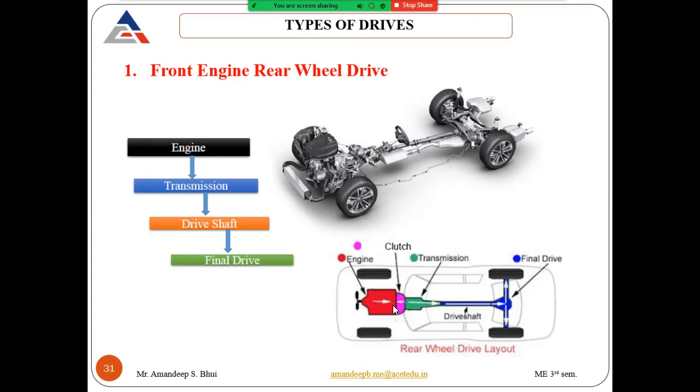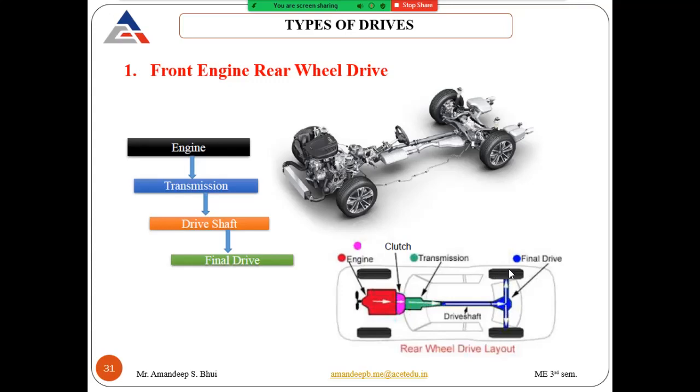So in the bottom diagram, you can see the engine. This red one is the engine. This pink is your clutch. This is your transmission. Then the drive shaft is there. Drive shaft is connected to a differential at the back, and from the differential, the torque is transmitted to the rear wheels. So hence this type of configuration is known as front engine and rear wheel drive. So this means engine is placed at the front, but the power is given to the rear wheels.